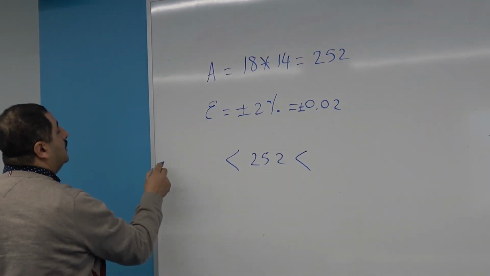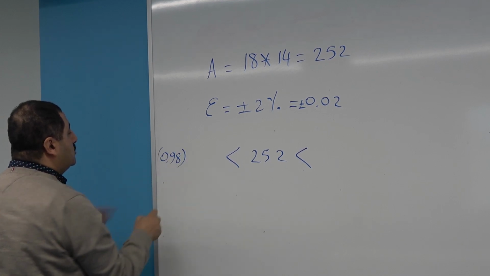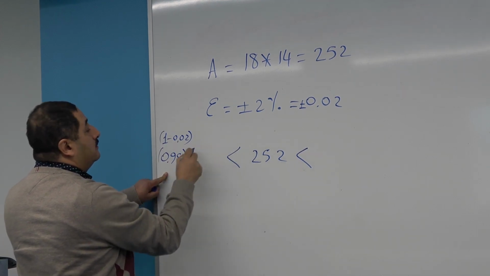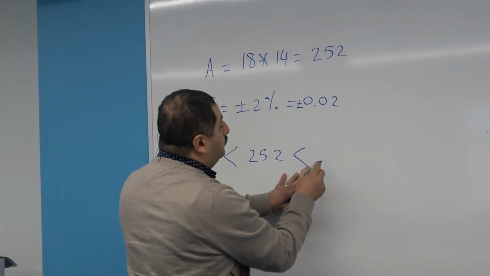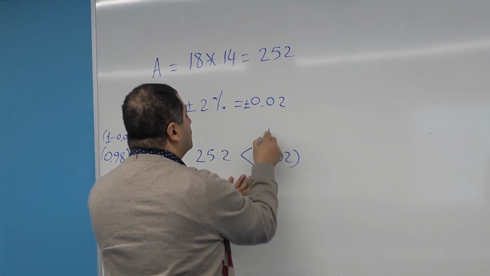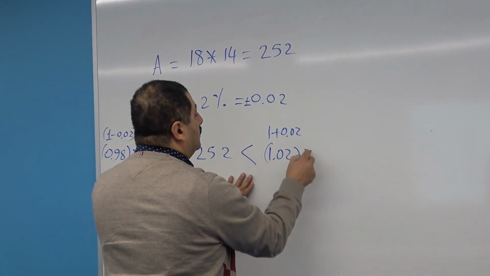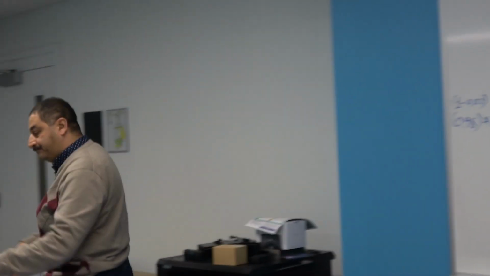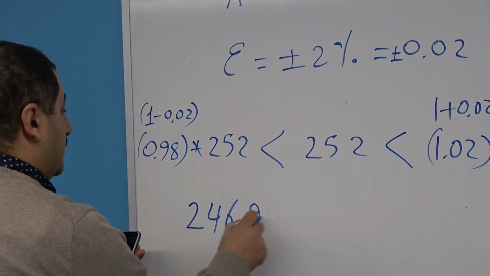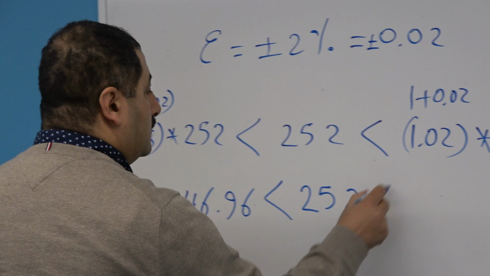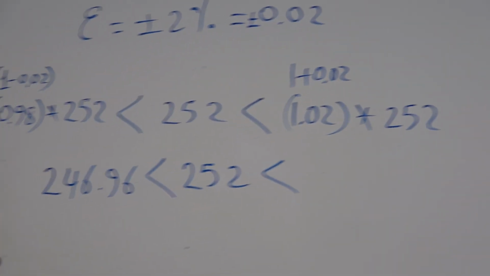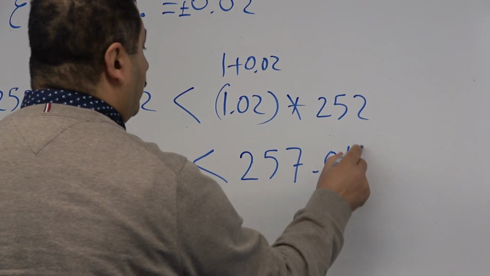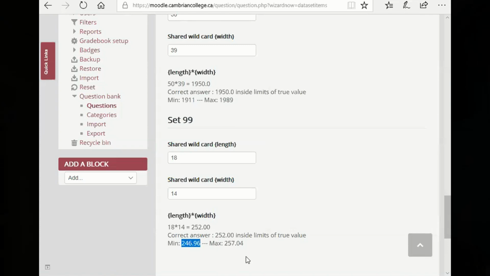This minimum is 0.98, which is 1 minus 0.02 multiplied by 252, and up to 1.02, which is 1 plus 0.02 multiplied by 252. When I use a calculator here, 246.96 up to maximum of 257.04, which are exactly the same answers for minimum and maximum here.